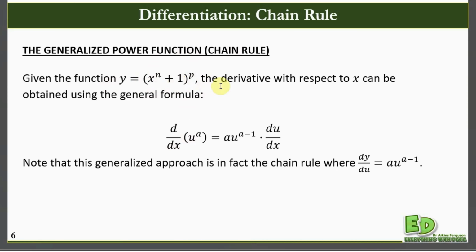So this function can also be written in this way, where you have a function u to the power a, raised to a power. So we can use the generalized power function, which says to bring the power a in front of the function, so that gives you a u. Reduce the power a by 1, that is a minus 1. Then multiply it by the differential of the function u, so du over dx.